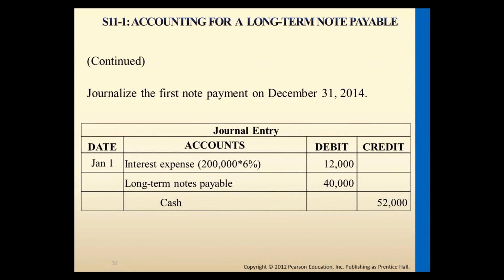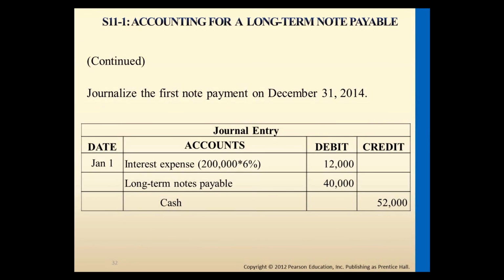So after the first year's payment, we're paying off $40,000 of principal, and we apply 6% interest to it. In this problem, the note falls under just one accounting period. It doesn't carry to another. So we just have interest expense fully applied to the total amount of interest.